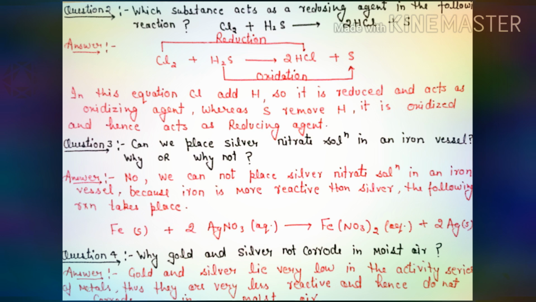Question number 4: Why do gold and silver not corrode in moist air? The answer is gold and silver lie very low in the activity series of metals. Thus, they are very less reactive and hence do not corrode in moist air.